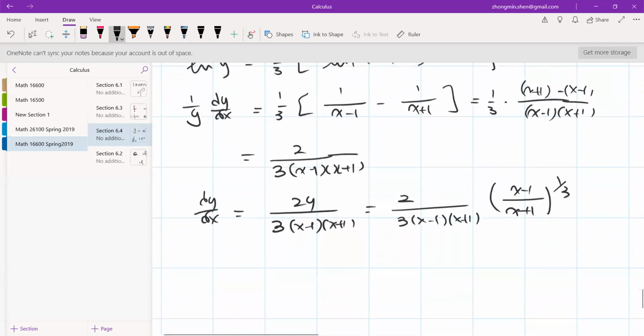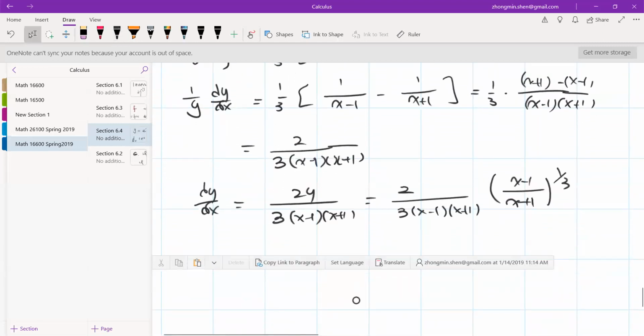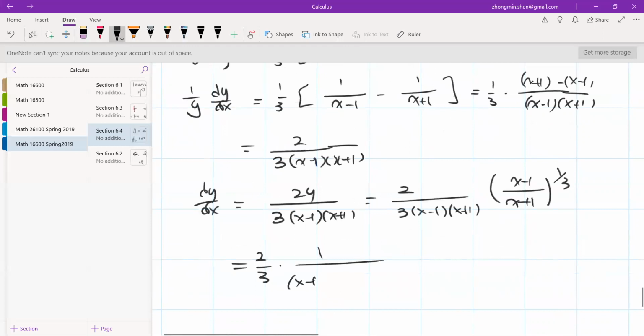All right, so I can simplify it. Yeah, we have to simplify it, right? So you have x minus 1 to the 1/3, and you have x minus 1 in the denominator. I think you can get 1 minus 1/3 is 2/3. And x plus 1 is 1 plus 1/3 is 4/3. Okay, that should be the answer.